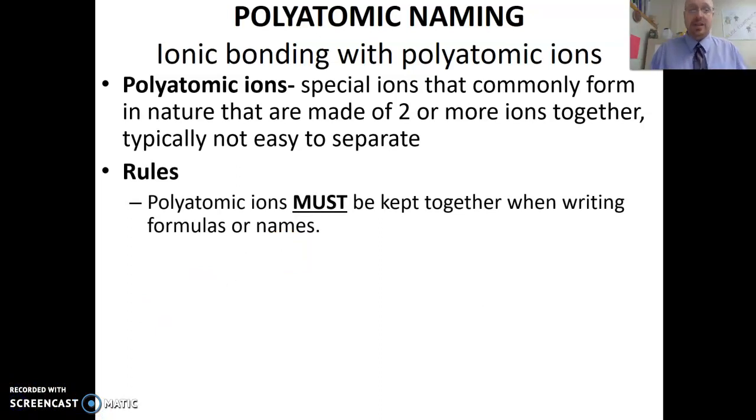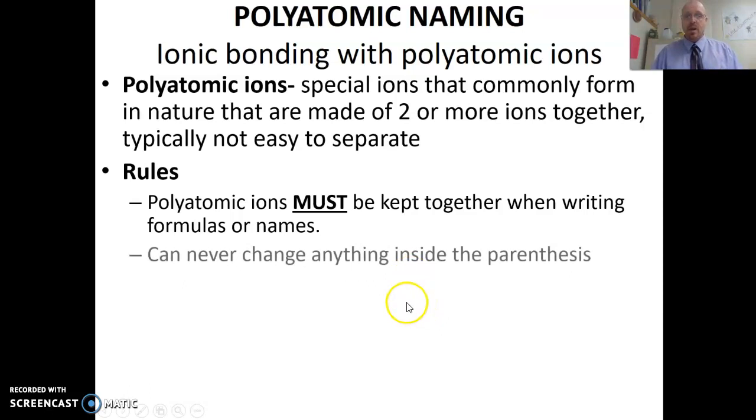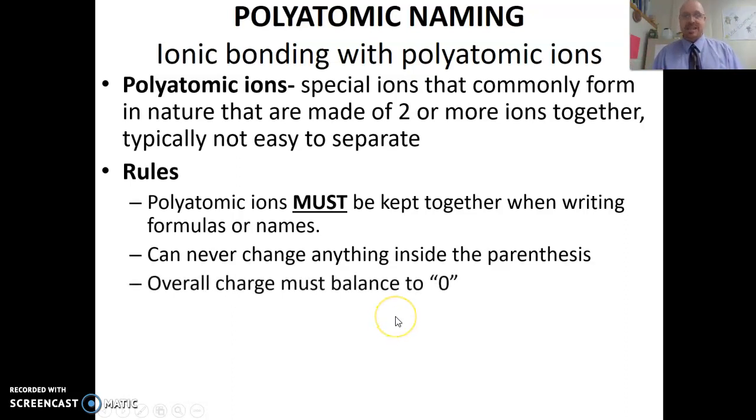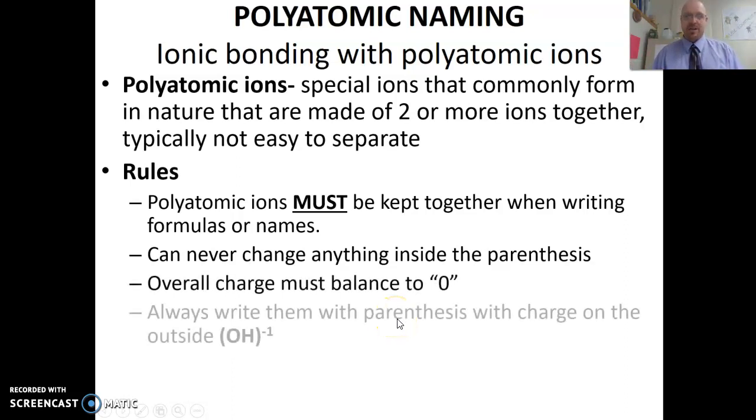So the rules for polyatomic ions is that polyatomic ions must be kept together when writing the formula names. You can't split them apart and drop something down in the center of them. You can never, and they're put inside of parentheses so that we know, hey, this is a polyatomic ion, don't mess with it. So you never, ever, ever change anything inside of parentheses when it comes to naming or writing the formulas. Remember, the overall charge must balance to 0. This is still an ion, so we have a 0 charge. And we always write them with parentheses with the charge on the outside.